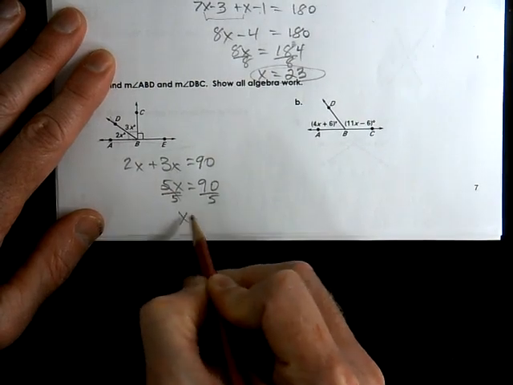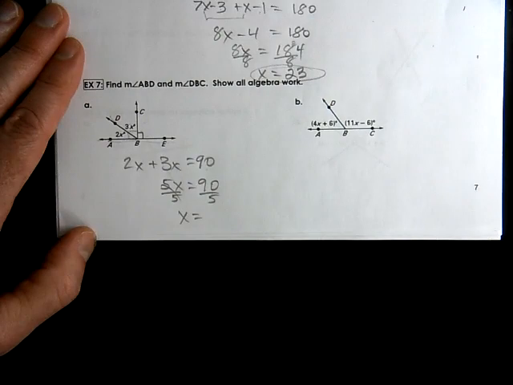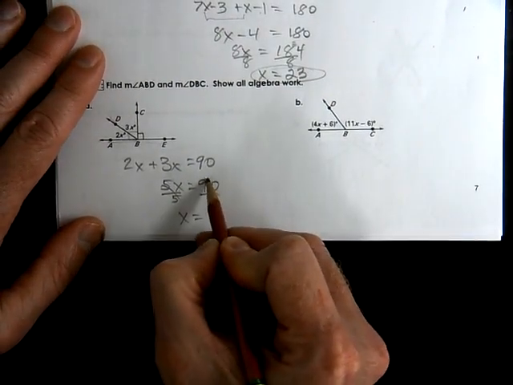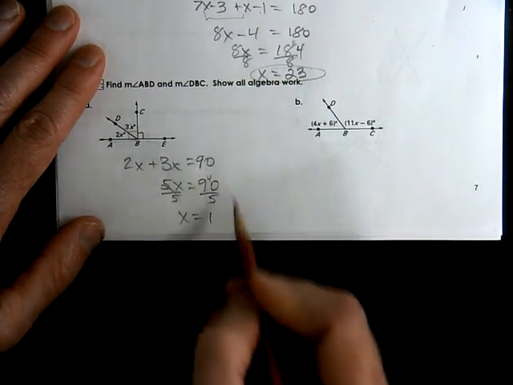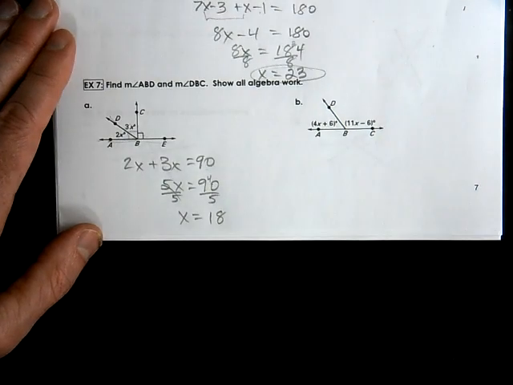And we have to divide. That's not a subtraction, that's a divide. So 5 goes into 9 one time with 4 left over. So 5 goes into 40 8 times. So it's going to be 18 for x.